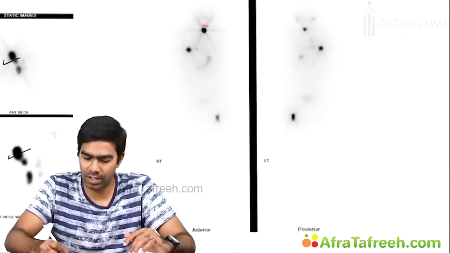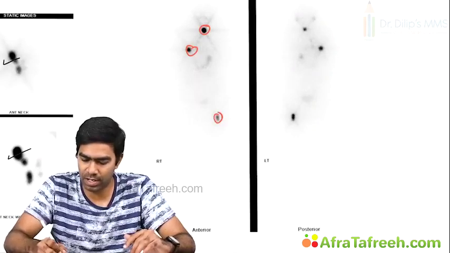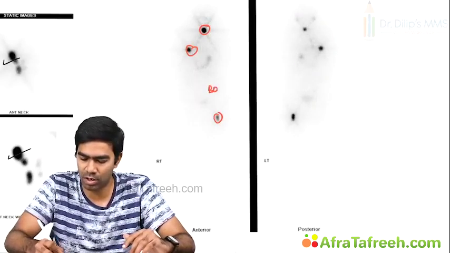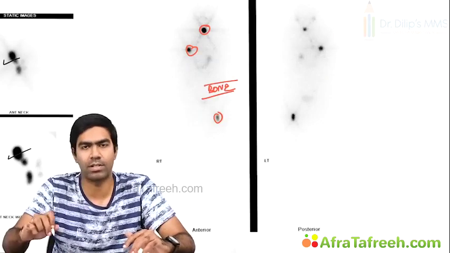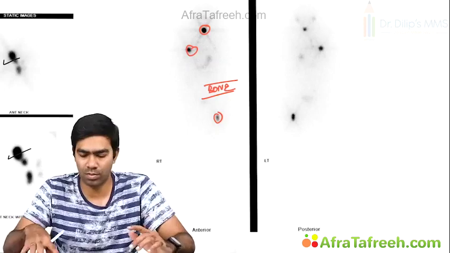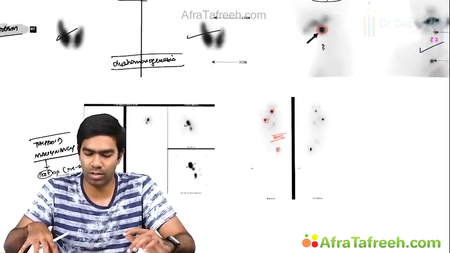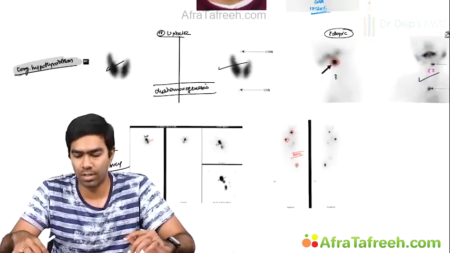Similarly, this patient is having a local disease. At the same time, in multiple areas there is tracer uptake, which means there is a lot of bone metastasis in this patient. Clear? So that's how your uptake scans are useful in post-op scenarios.